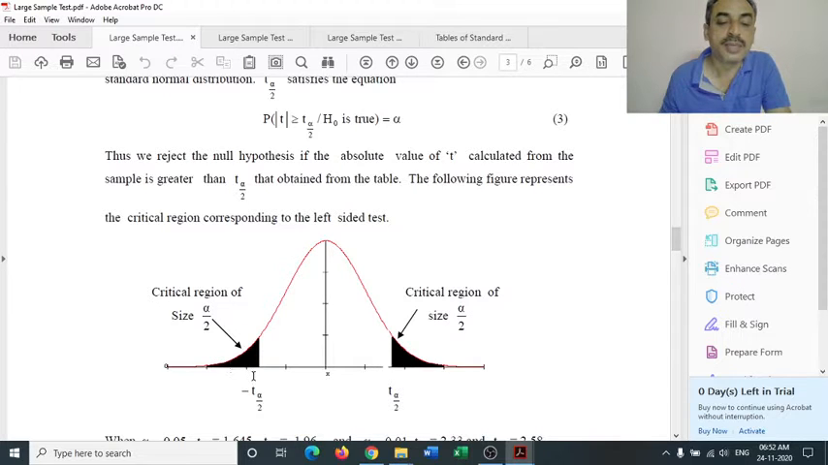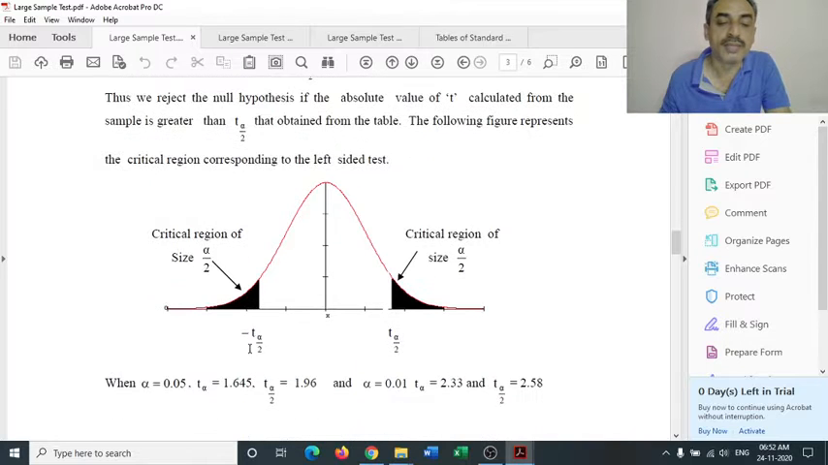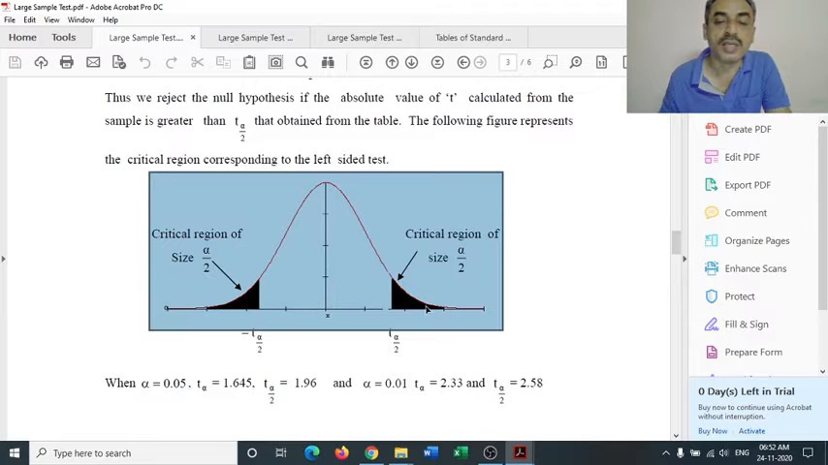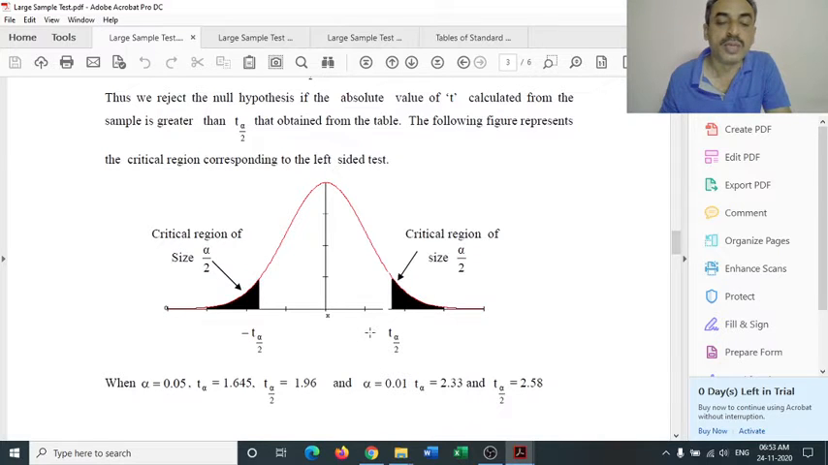And each point, alpha by 2, we have the values minus t alpha by 2 and plus t alpha by 2. We can note that both these points will be equidistant from 0 because the curve is symmetric. Therefore, if the value of t calculated using that equation based upon the sample values is either less than minus t alpha by 2 or greater than t alpha by 2, we reject H0.